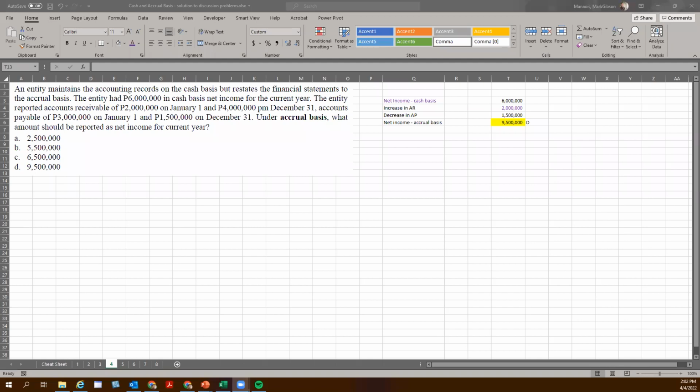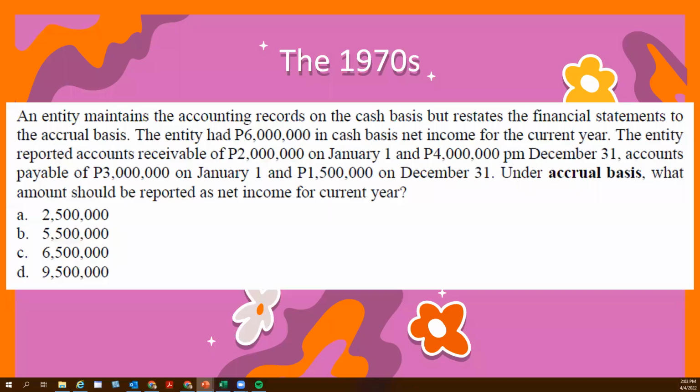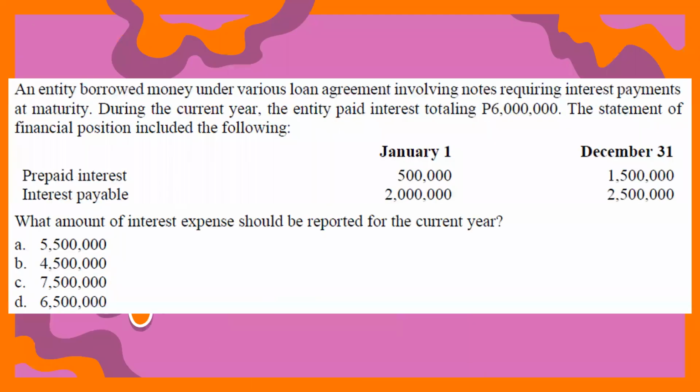Okay, class. So we'll proceed with the rest of the discussion problems. So let's have problem number 5. So problem number 5, what amount of interest expense should be reported for the current year? So an entity borrowed money under various loan agreement involving notes requiring interest payments at maturity. During the current year, the entity paid interest totaling 6 million pesos. The statement of financial position included the following. So we have prepaid interest and interest payable beginning and ending balances. Now, so that's problem number 5.